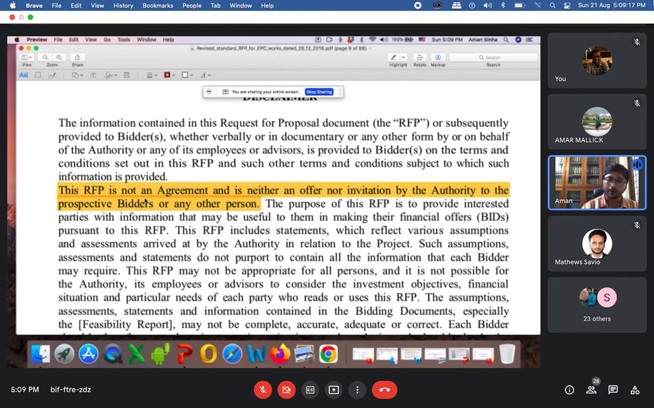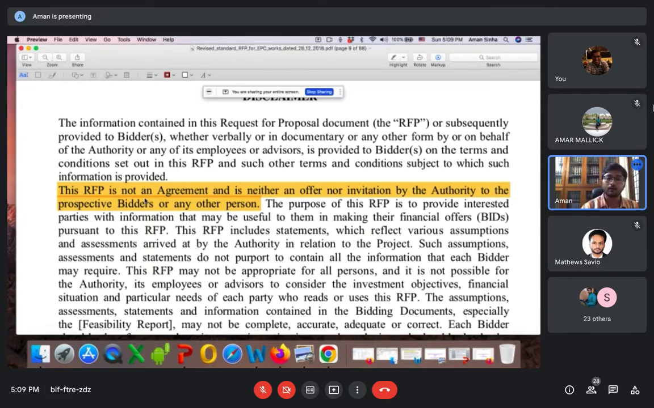Then the offer will be put by the bidder or the prospective contractor. Then it will get accepted, and then a letter of acceptance will be given. That will bind the parties, and will make it a legal agreement, a contract.